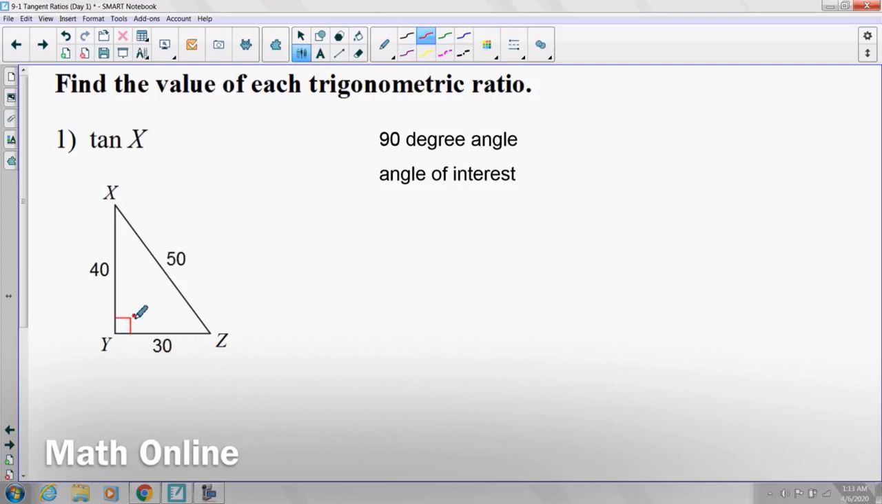So across the 90-degree angle, we will always find what side? What do we call that? Hypotenuse, right? That's the hypotenuse. There it is for H. So the length of the hypotenuse is 50 units.